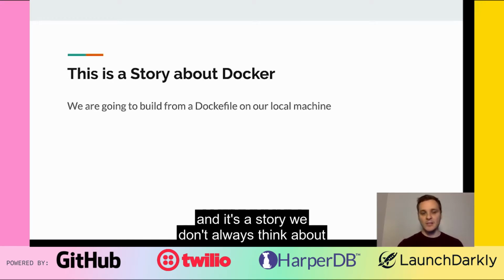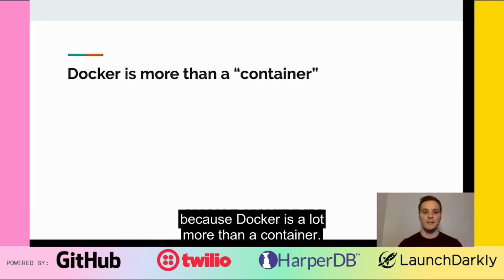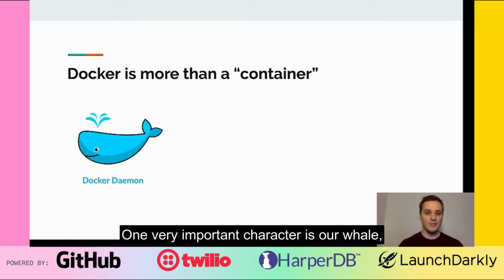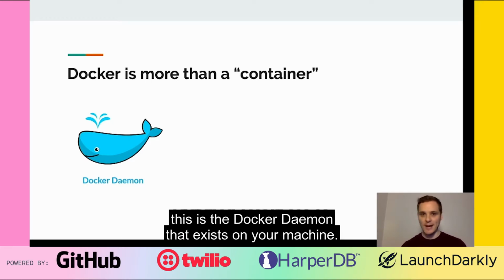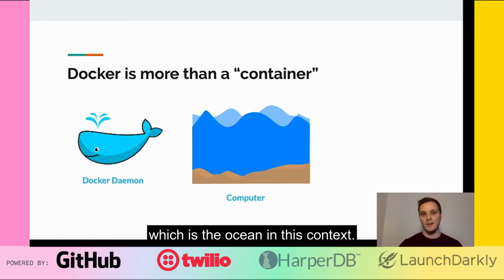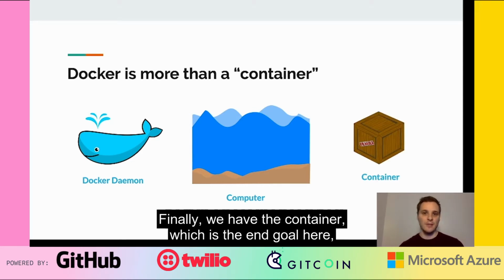And it's a story we don't always think about, but it's one that's important to know because Docker is a lot more than a container. There's a few other characters to this process. One very important character is our whale. This is the Docker daemon that exists on your machine. There's also the computer, which is the ocean in this context. That is the whole environment we get to work with. Finally, we have the container, which is the end goal here.